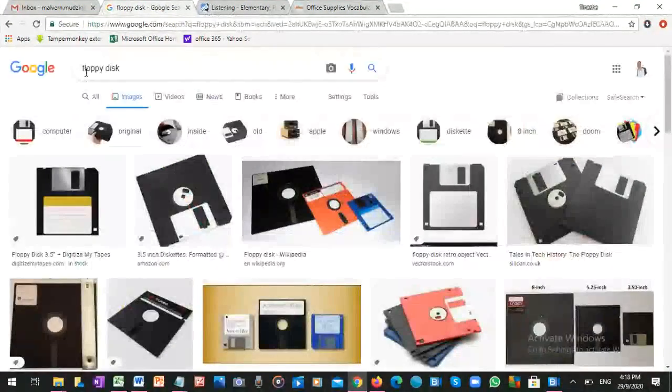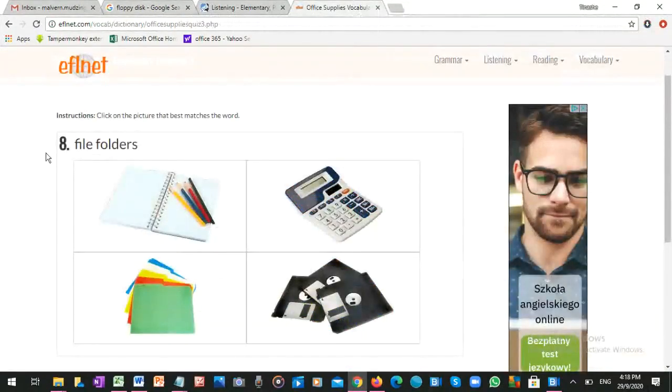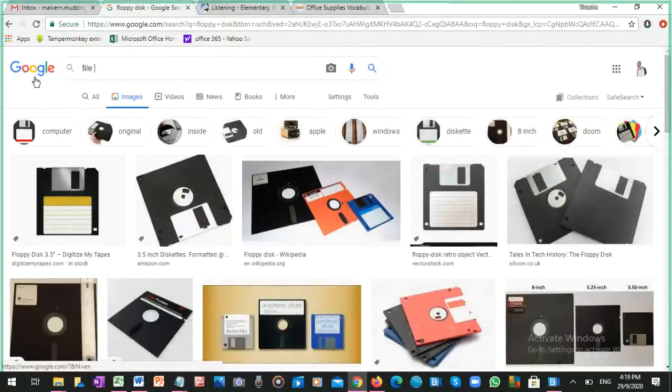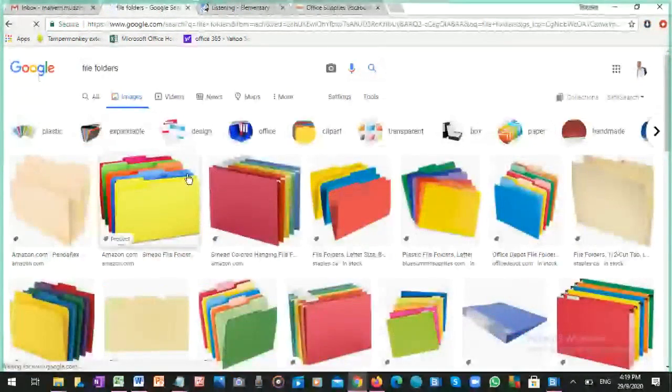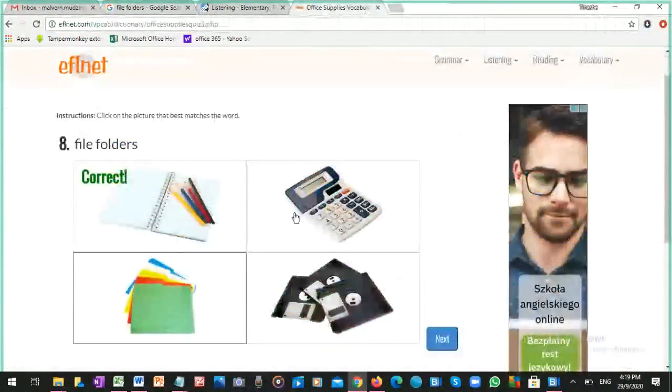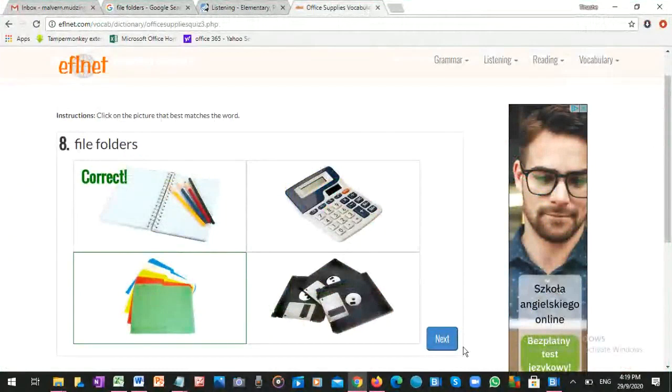Remember, floppy disk. So here we have file folders. This is a notebook. This is a calculator. Well done. So three are file folders. Let me show you more file folders. Does that make sense? File folders. Well done. So this is the correct one.